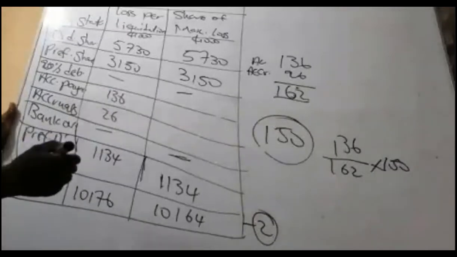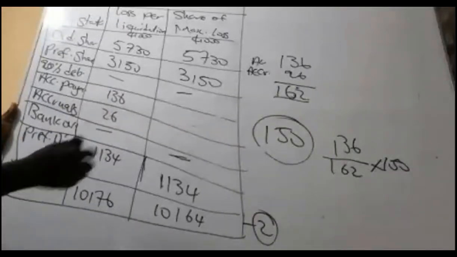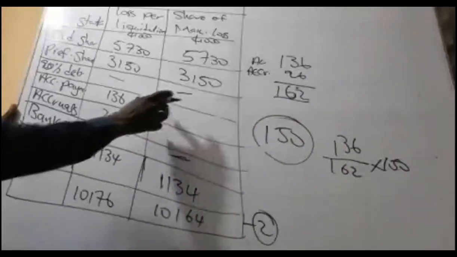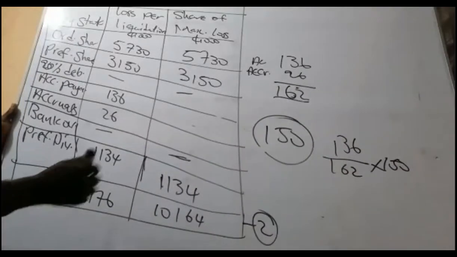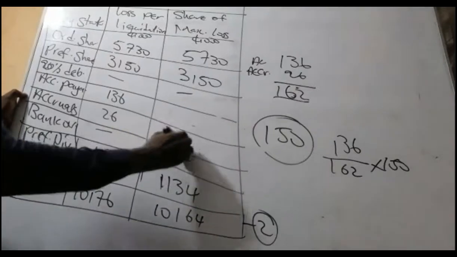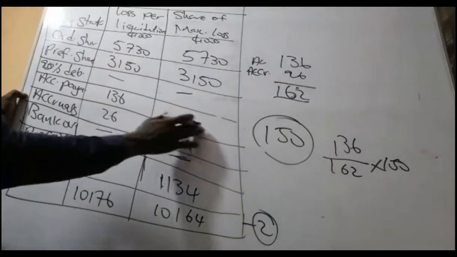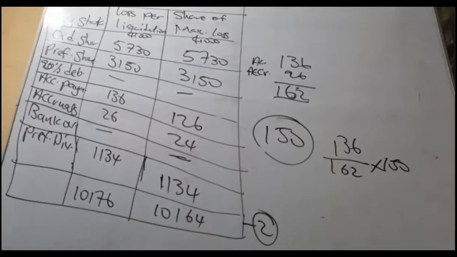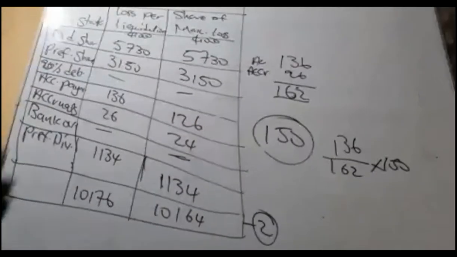So accounts payable will get 24. No, they should get more than 24. Wait, you are doing the 160. So accrual is 24, right? Then accounts payable will be 126. I've shared it on pro rata basis. It's a bit fair. Yes, it's fair.